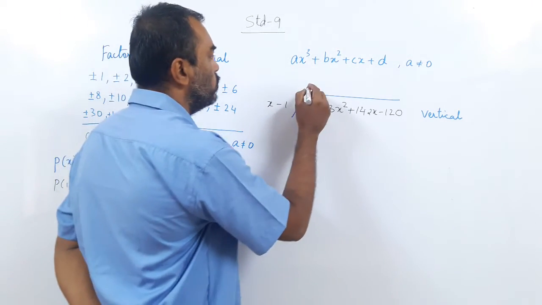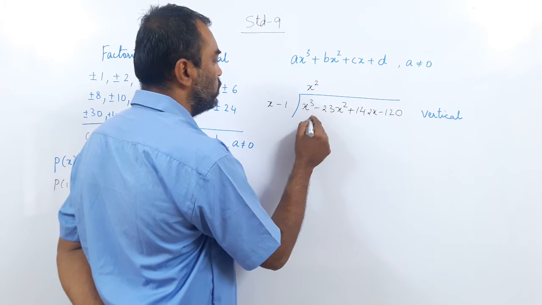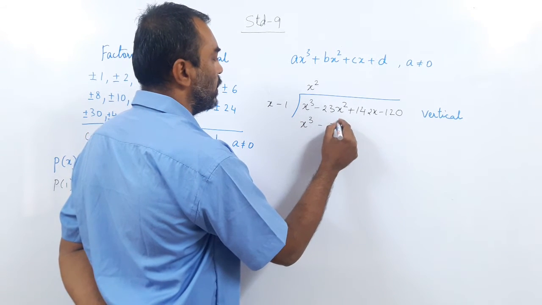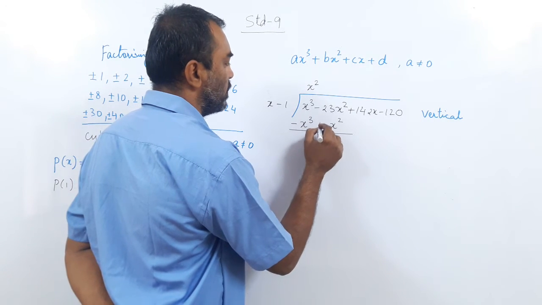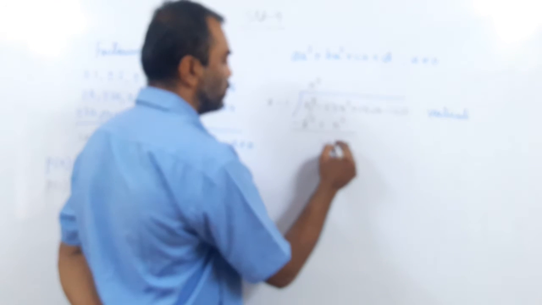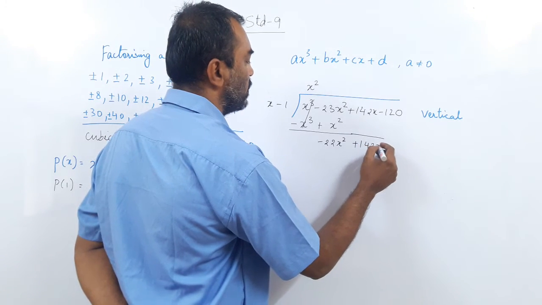So x into x square, x square into x gives me x cube. But now x square into minus 1 gives me minus x square. Signs change, this becomes minus, this becomes plus. Minus 23 plus 1, minus 22 x square. Plus 142 x comes down.